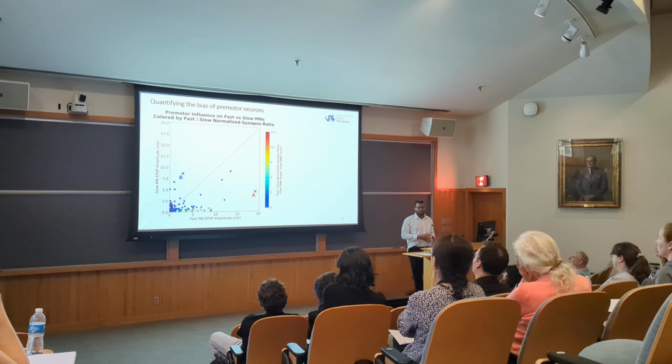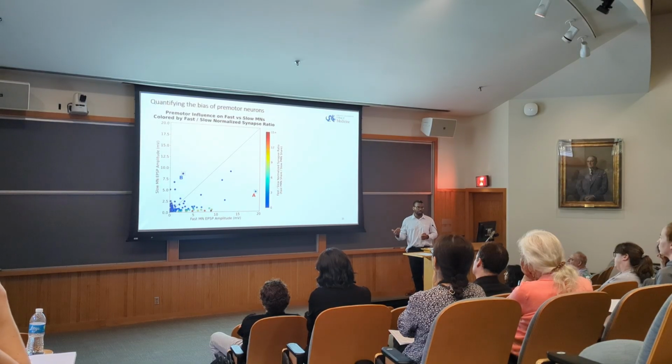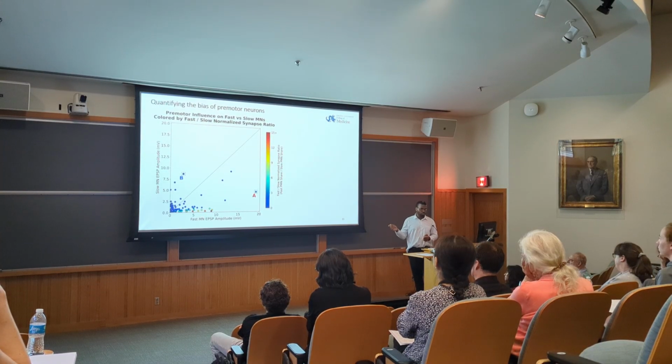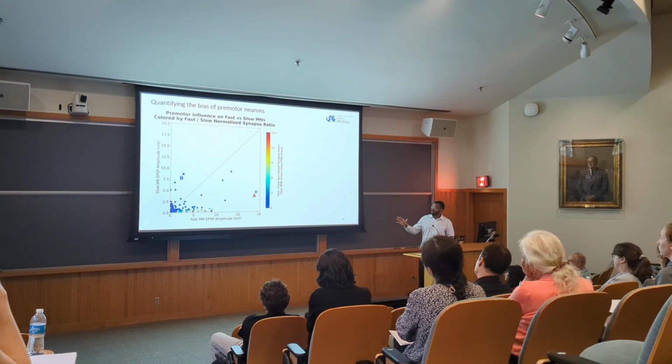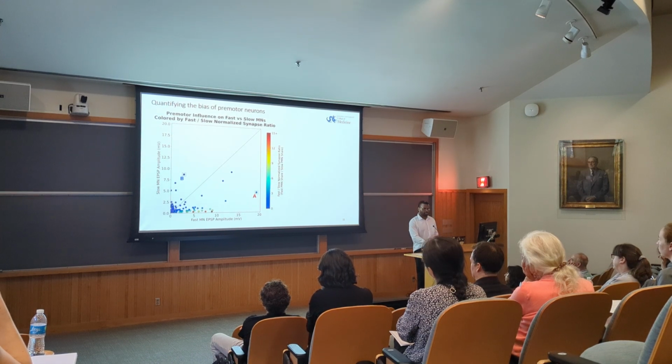So we established that there's bias and we wanted to quantify it. So we quantified this premotor neuron bias across each of the 133 shared premotor neurons. Each point on this axis represents one premotor neuron. The axes show the EPSP amplitude in the fast motor neuron as well as in the slow motor neuron. So as we can see, points above the axis, those premotor neurons create a greater depolarization in the slow flexor, whereas points below that axis create a greater depolarization in the fast flexor.